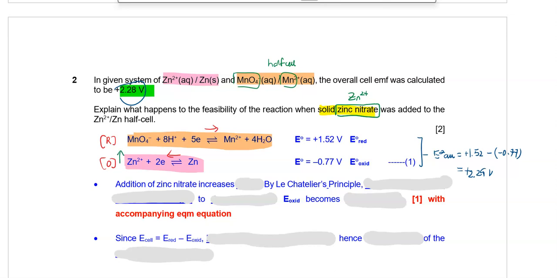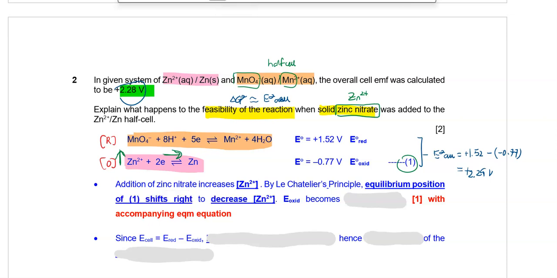The question asks what happens to the feasibility of the reaction. For feasibility of reaction, we look at delta G0, and we know that in electrochem the proxy for delta G0 is also your E0 cell. So addition of zinc nitrate, first thing first, increases Zn2+. And now it becomes a question on Le Chatelier's principle. When Zn2+ increases in concentration, the equilibrium position of number 1 will now shift to the right to decrease Zn2+ concentration. So that's your LCP concept.